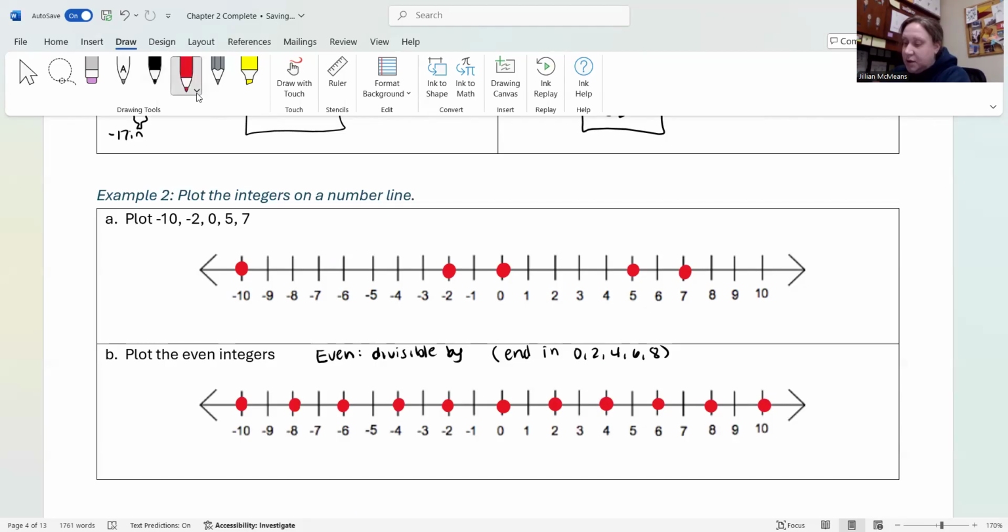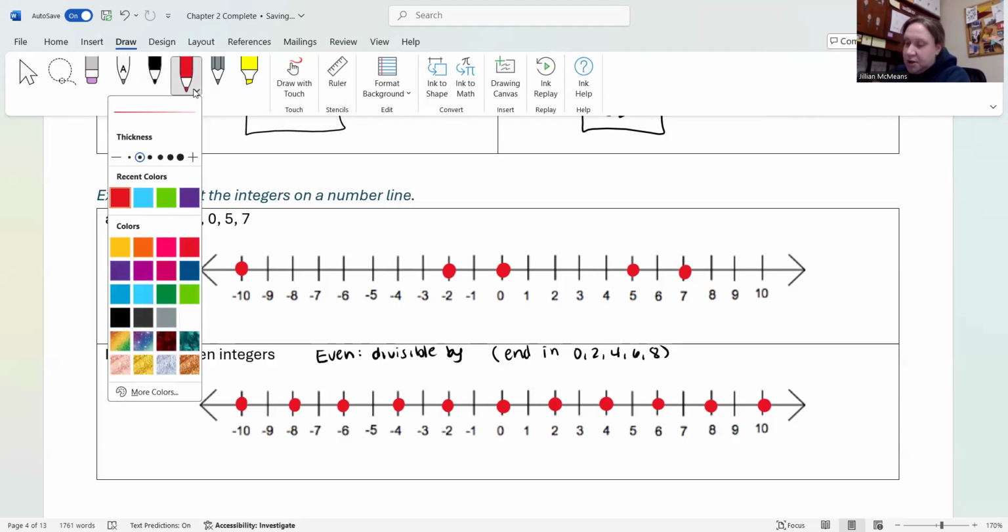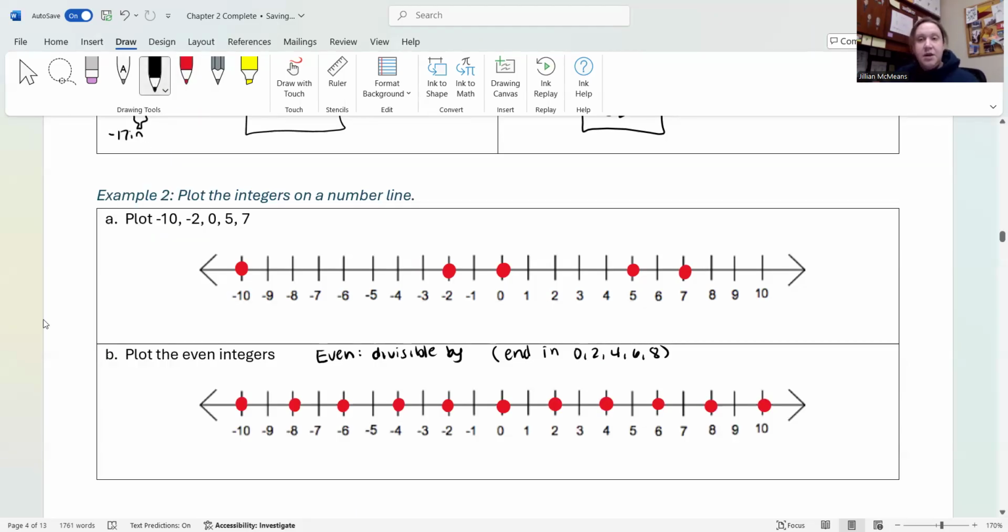Okay, let me fix that so I don't forget to change the thickness later. Okay, so there you have it. That's an introduction to integers. Make sure you really can visualize what integers are via a number line, and make sure you understand how we would apply integers to just really, really basic real world situations.